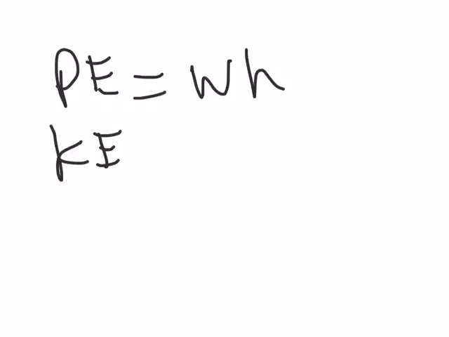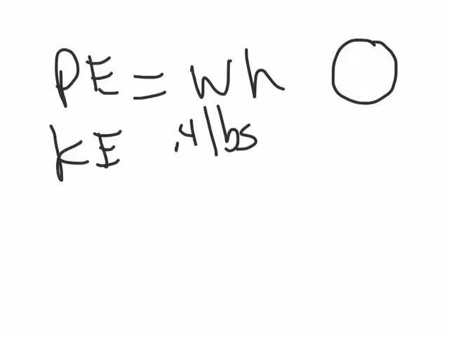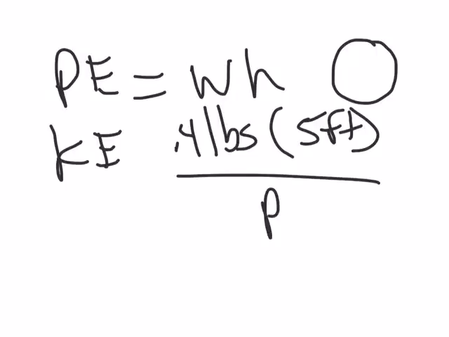Okay, so if I had a tennis ball and I wanted to calculate the potential energy of this tennis ball, I would first weigh it, how many ever pounds it is. And it's going to be very small, so let's just say 0.4 pounds. And I'm going to drop it at a height of 5 feet. This will give me the potential energy of the tennis ball.